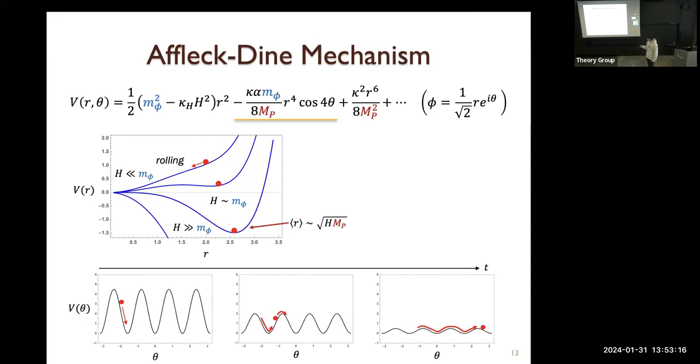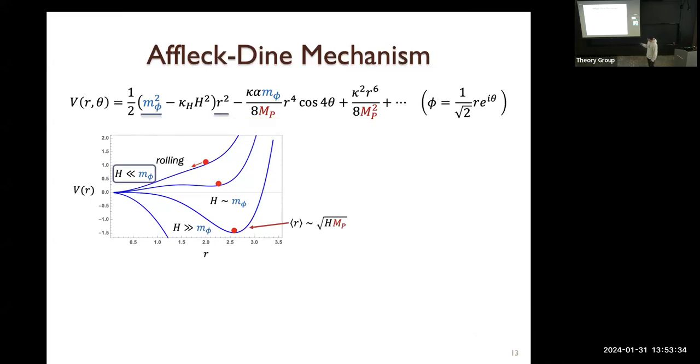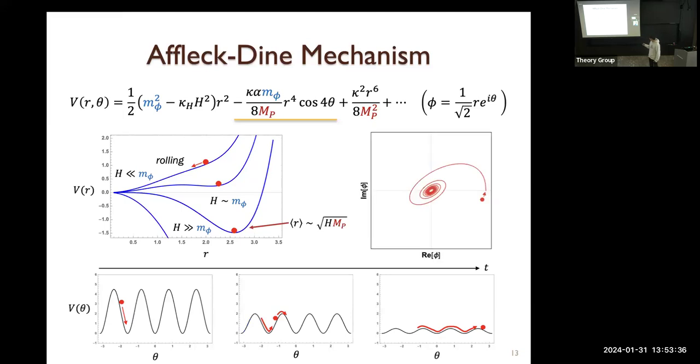So it rolls in the theta direction, but the barrier of the theta potential becomes smaller as the radial field goes to small values. So actually this field can go over this barrier and continues to move. So combining the radial field and the angular field, what we have is a rotating scalar field in the complex plane.